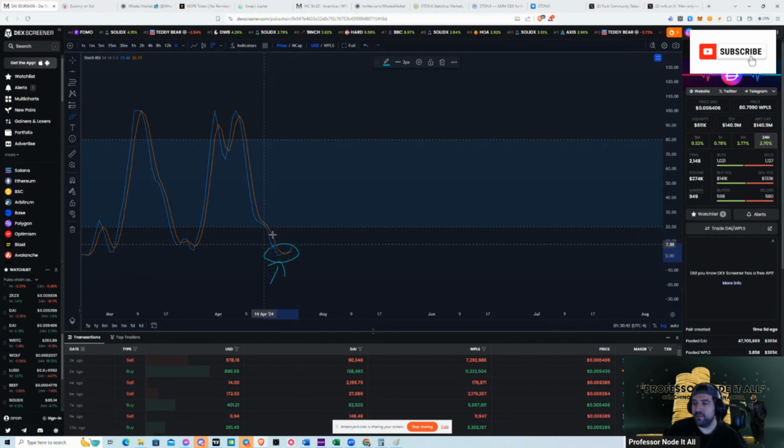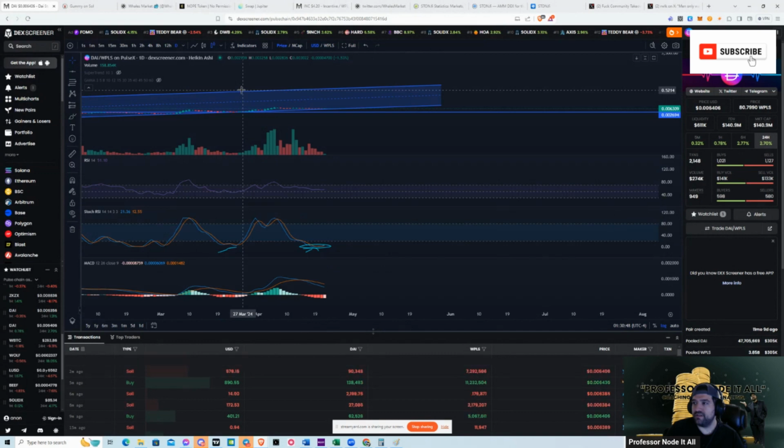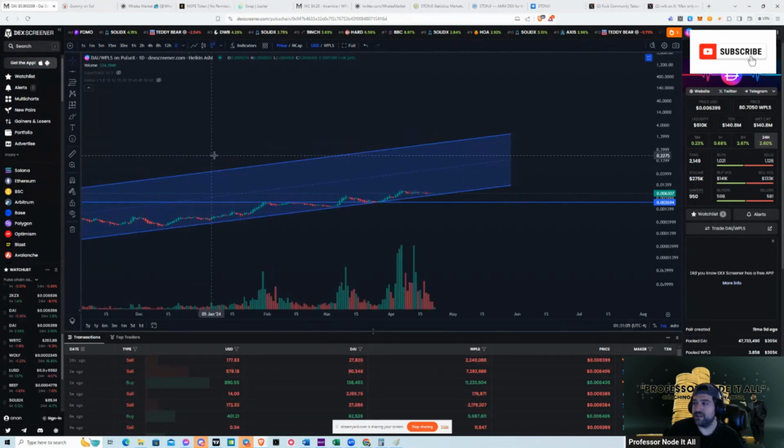Momentum is about to swing up. Last time we had a momentum wave was here. This was on March 25th, and March 25th marked this low right here. We got this cross up on March 25th, and what proceeded after that was a nice move up. We moved up about 190% after that cross up.